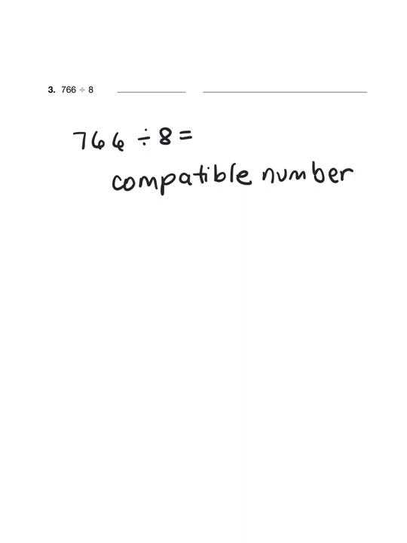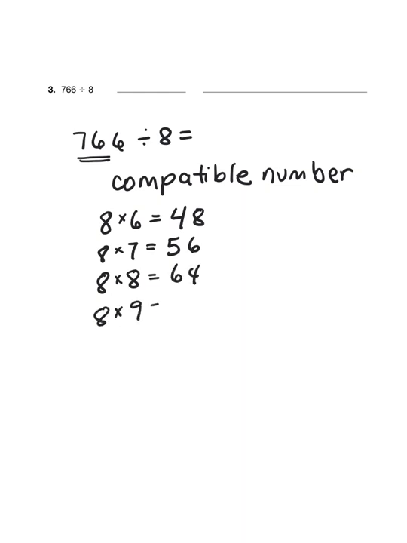Next, we're going to work on 766 divided by 8. Now for this one, I want to think about some compatible numbers. So let's think about fact families with our 8s. 8 times 6 is 48. I want to try to get up close to these digits. 8 times 7 is 56. 8 times 8 is 64. 8 times 9 is 72. And 8 times 10 is 80. So it's going to be one of these two.